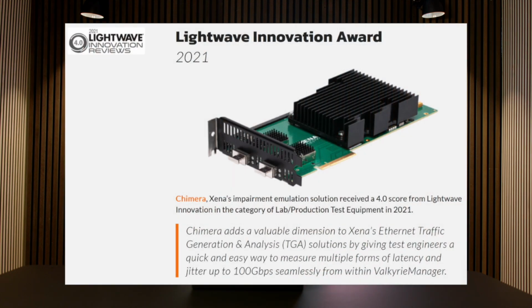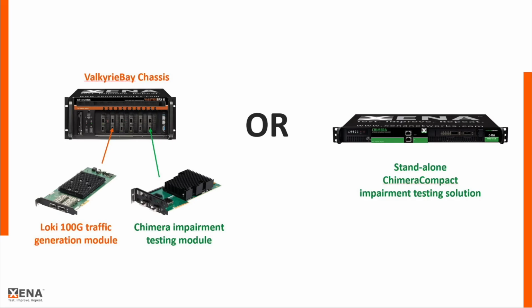It's a well-established product used worldwide by NEMs, system integrators, and service providers for 5G performance and interoperability testing. It can be used as a standalone impairment tester, or together with Valkyrie, Xena's traffic generator and analysis platform, so you can both generate and impair traffic via the same GUI.